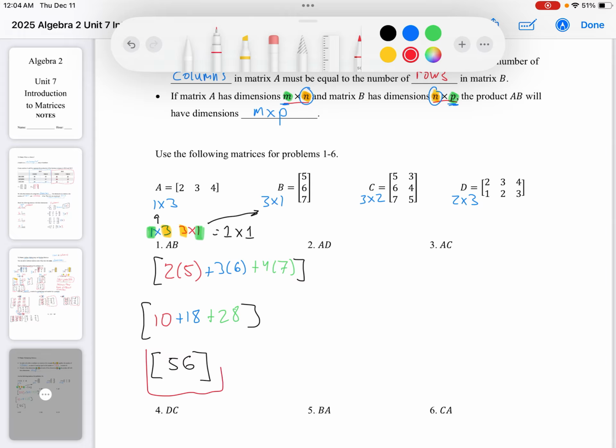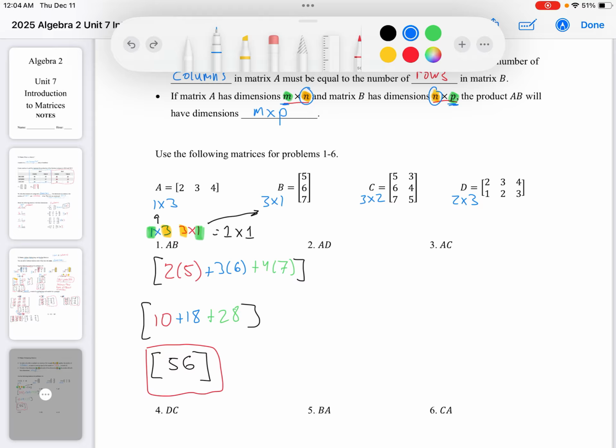The 1 by 1 matrix, which, we have just one row and one column, so that's a 1 by 1 matrix, which is the product of A, B. So then we can go on to number 2.